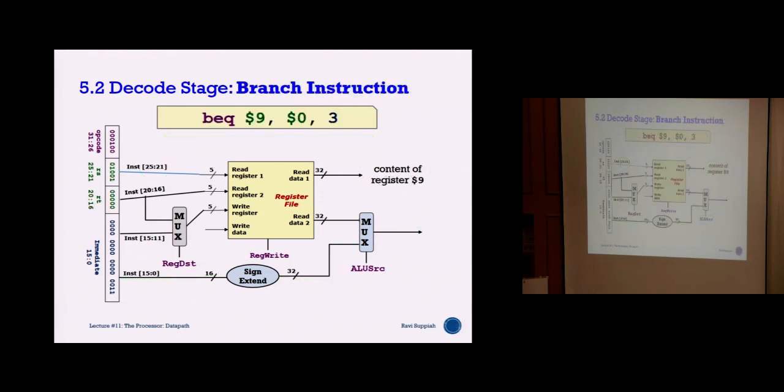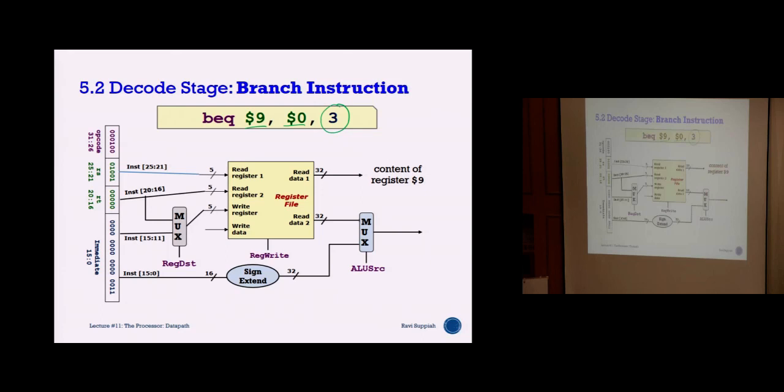How about a BEQ? So in BEQ, what am I trying to do? I'm trying to check whether this register and this register are equal. Okay? And then what must I do? I must now generate a new PC value based on this offset, correct?